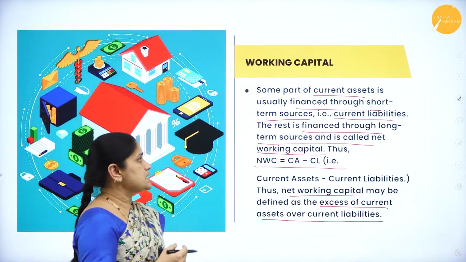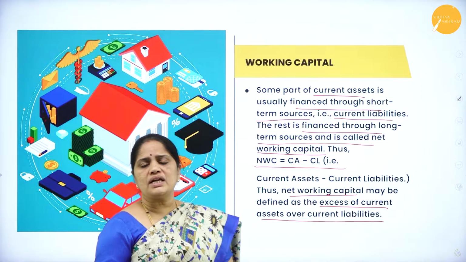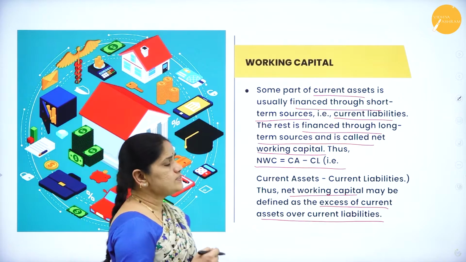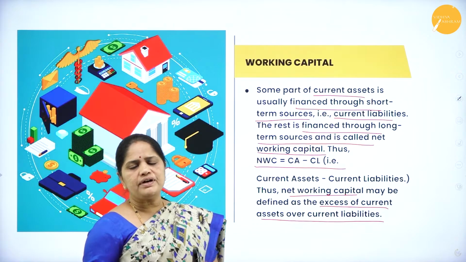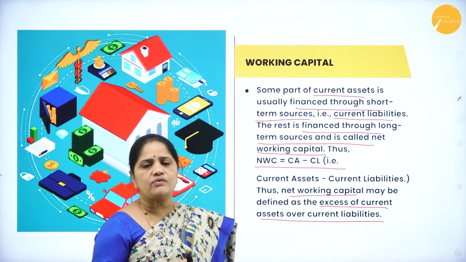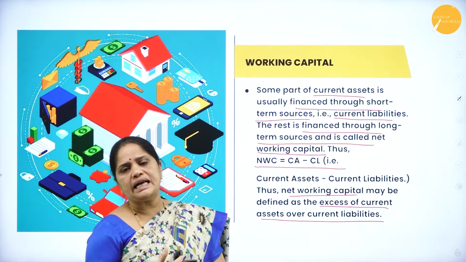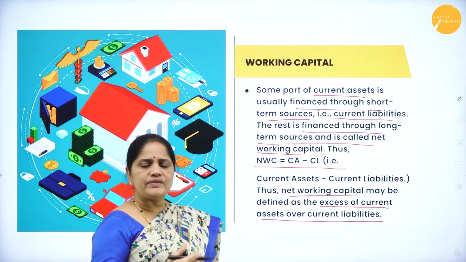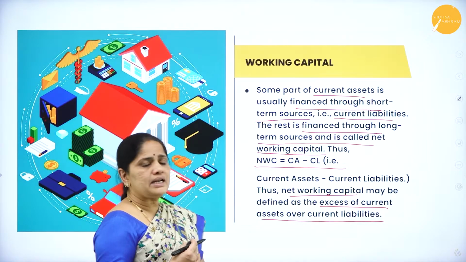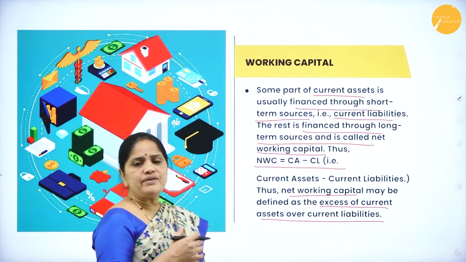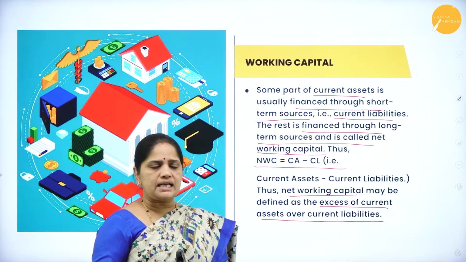Now, in this slide, we came to understand that current assets are usually financed through short-term sources, that is, current liabilities. So, whenever the firm wants to run its business, whenever there are day-to-day activities, this funding for day-to-day activities will be done with the help of current liabilities. Now, the current liabilities involve various sources. It may be bills payable, it may be the creditors, etc.